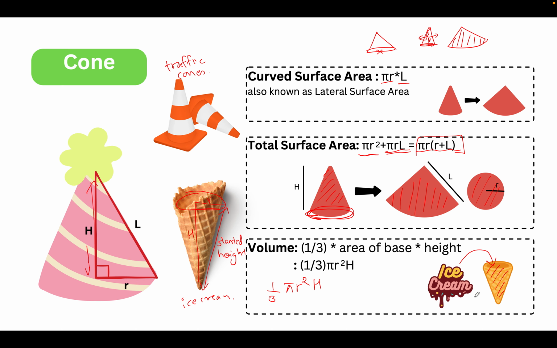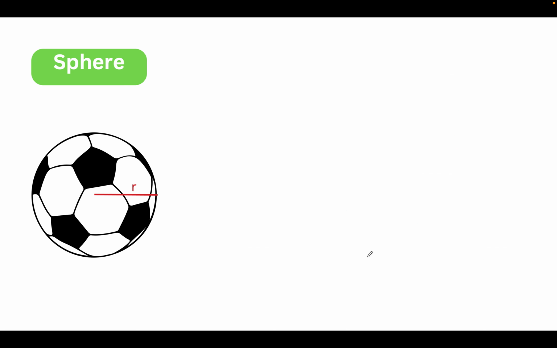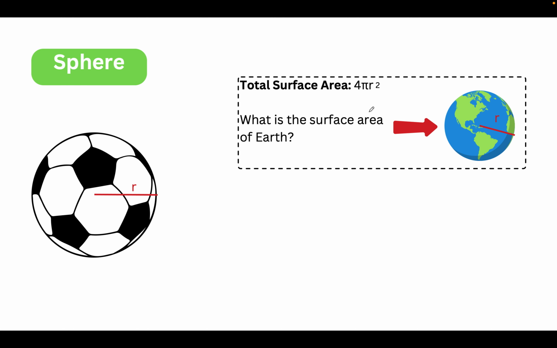Okay, this is the reason why we need to find the volume of a cone. And moving on to sphere, you can imagine a sphere as a ball, and to find the total surface area of a sphere we will use the formula pi r square. This is difficult to explain in concept, so I will put down the link of a YouTube video that helps you understand how to find the total surface area of a sphere if you want.